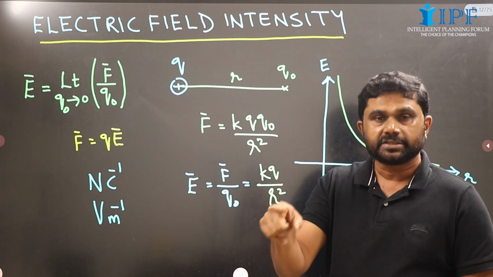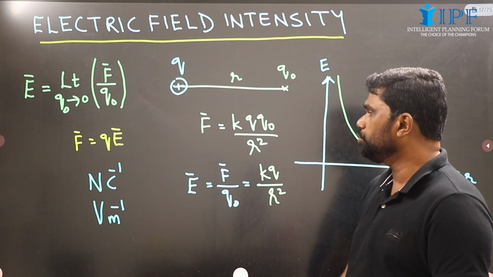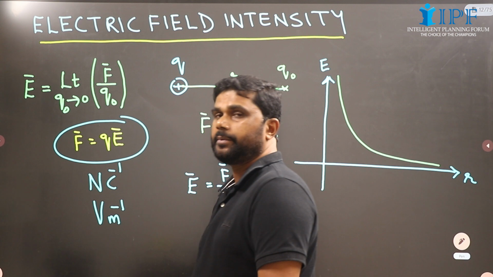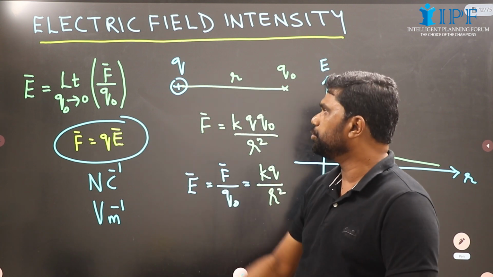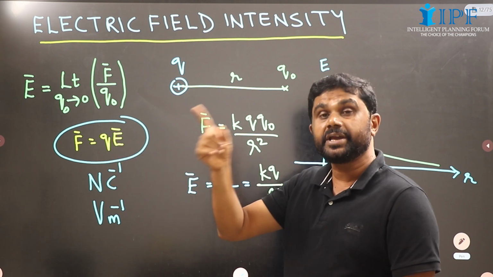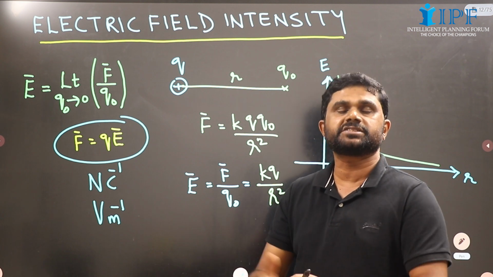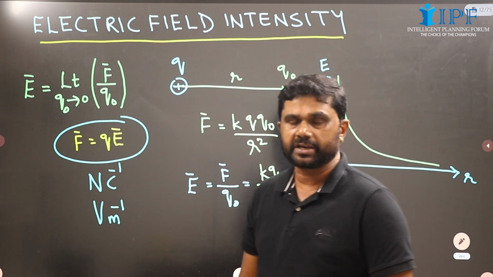So if we keep a charge Q at a point where the intensity of electric field is E, then the force on that charge will be F equal to Q into E. When a charge Q is kept at a point where the intensity of electric field is E, then the force on it will be QE. If the charge is positive, the force will be along the direction of the intensity of electric field, and if the charge is negative, force will be opposite to the direction of the intensity of electric field.